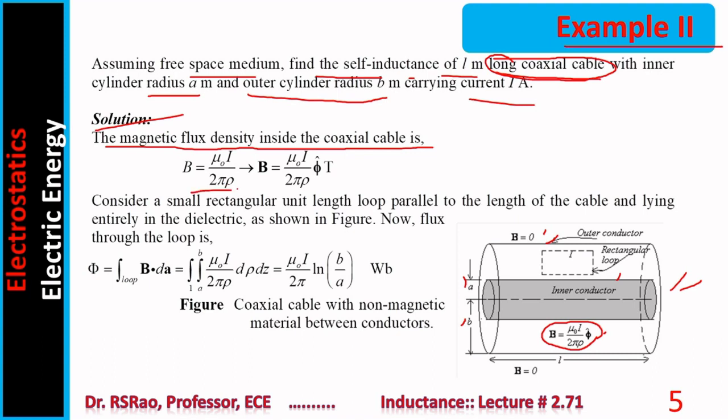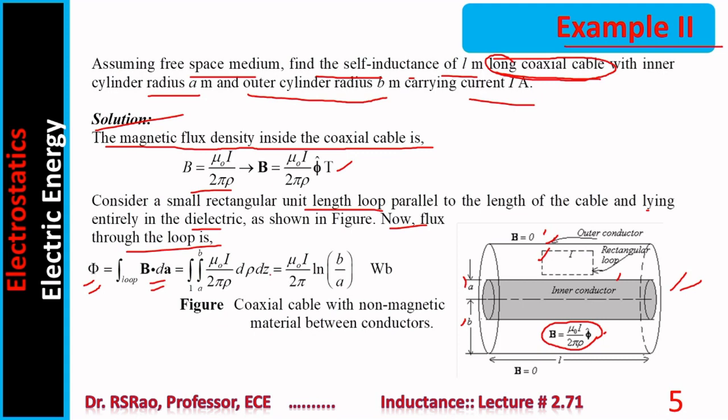This can be very easily found with the help of Ampere's circuit law. Consider a small rectangular unit length loop parallel to the length of the cable. Here it is shown, lying entirely in between the outer conductor and the inner conductor as shown in the diagram. Now the flux through the loop is phi, which is B dot dA.